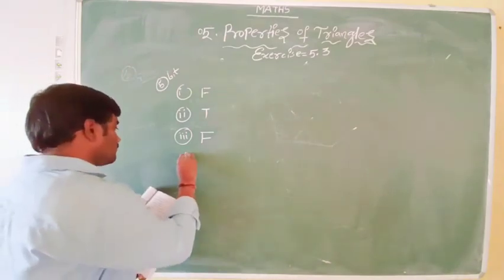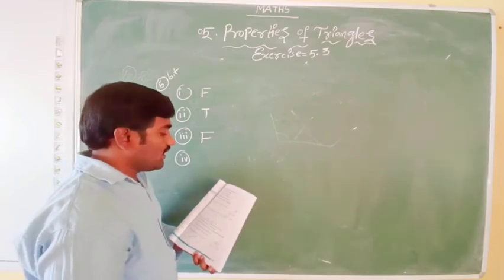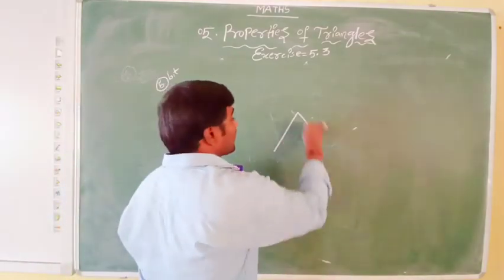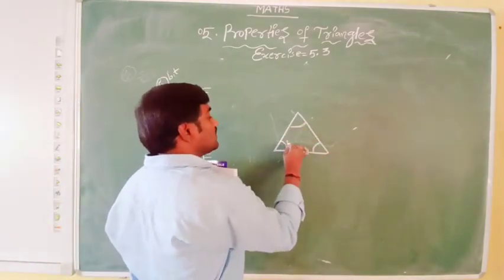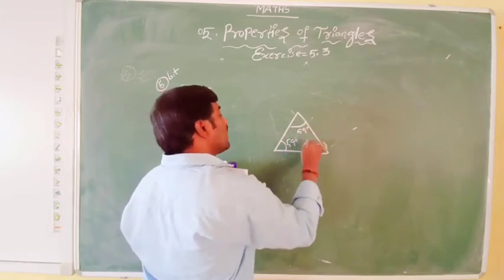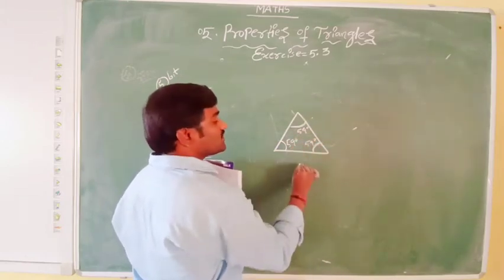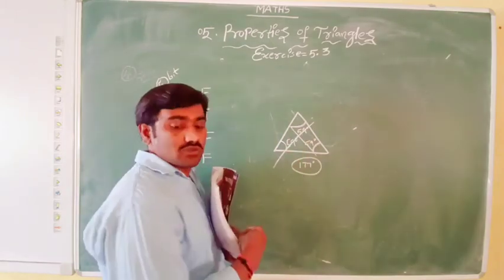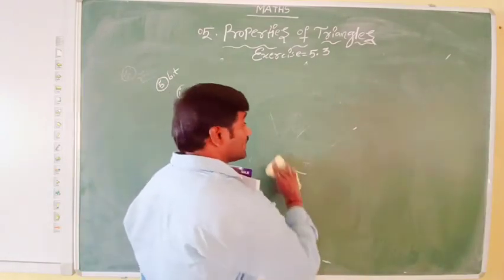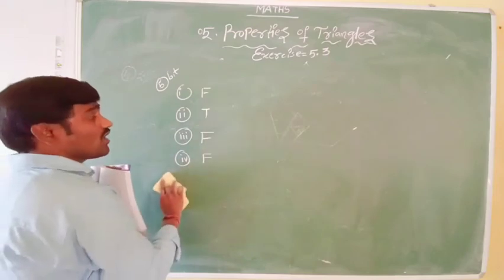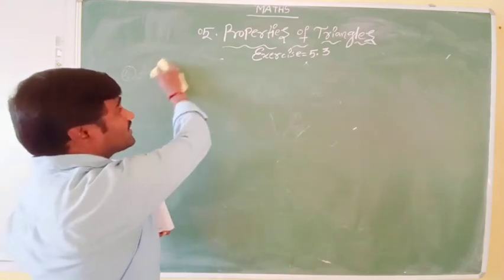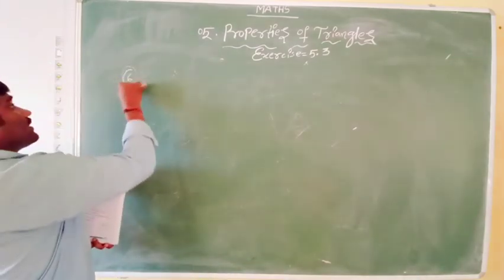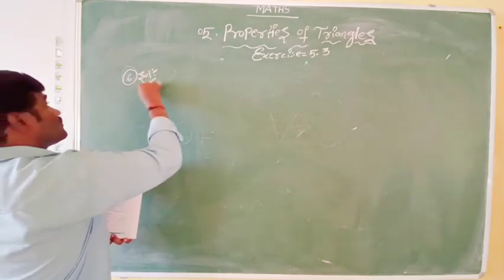And the fourth one: each angle of a triangle can be less than 60 degrees. No, it is also false. If every angle is less than 60 degrees, suppose you take 59 degrees, 59 degrees and 59 degrees, the sum will give us 177 degrees. So it cannot form a triangle. If it is a triangle, the sum of three angles equals 180 degrees, not more than 180, not less than 180. So only the second statement is true, the other statements are all false. Then the question number 6. We'll go through question number 6 here.